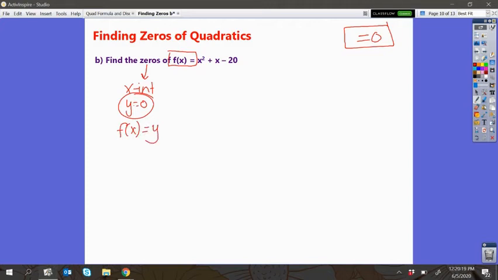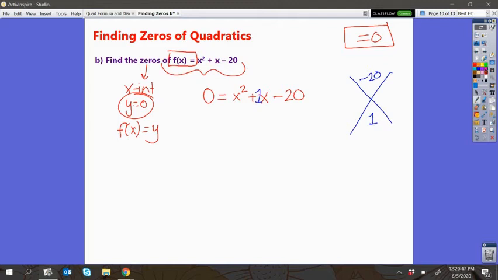So the first thing that I really need to do here is simply replace f of x with 0. So now I have 0 equals x squared plus x minus 20. Now that I have equals 0, I can move on and start factoring. So again, a times c at the top, b on the bottom. Careful here with that invisible coefficient of 1 for b.